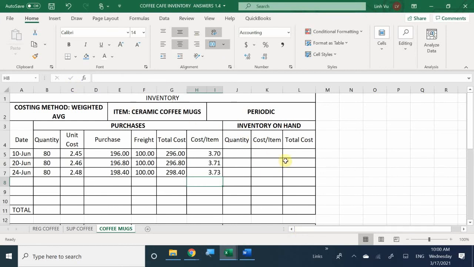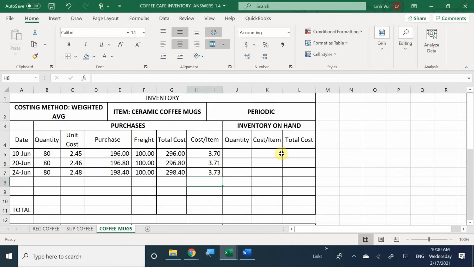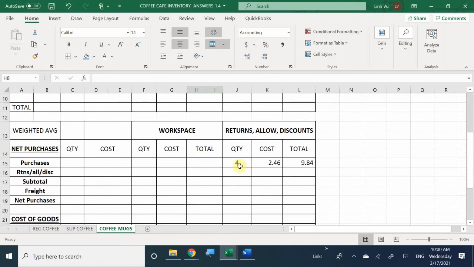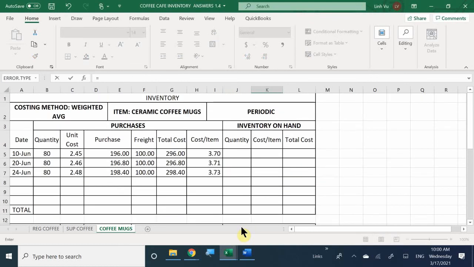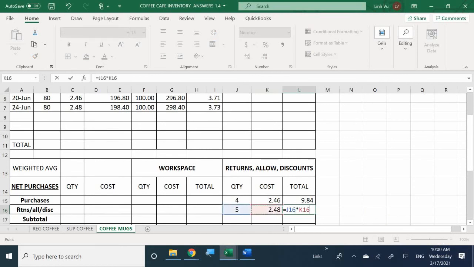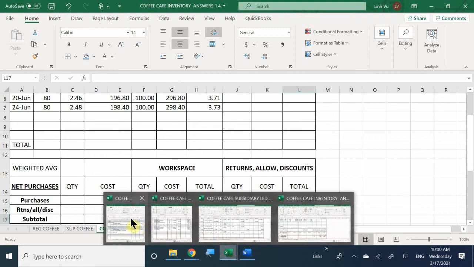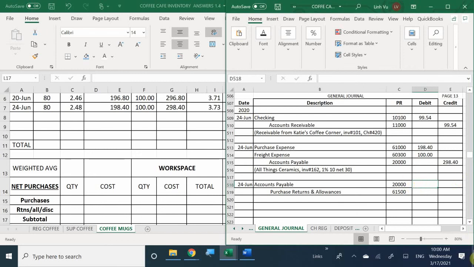Correct. So we're going to go back to my inventory worksheet, right? We are going to assume that it was from the last shipment that we bought. Okay. So how many are we returning or receiving a full credit for? 5. Okay. At what unit price? 2.48. Yes, because we cannot return shipping. So 2.48. Now, what is my total cost for those 5 cups that I'm returning? $12.40. So here is exactly what I'm going to be getting back, $12.40.